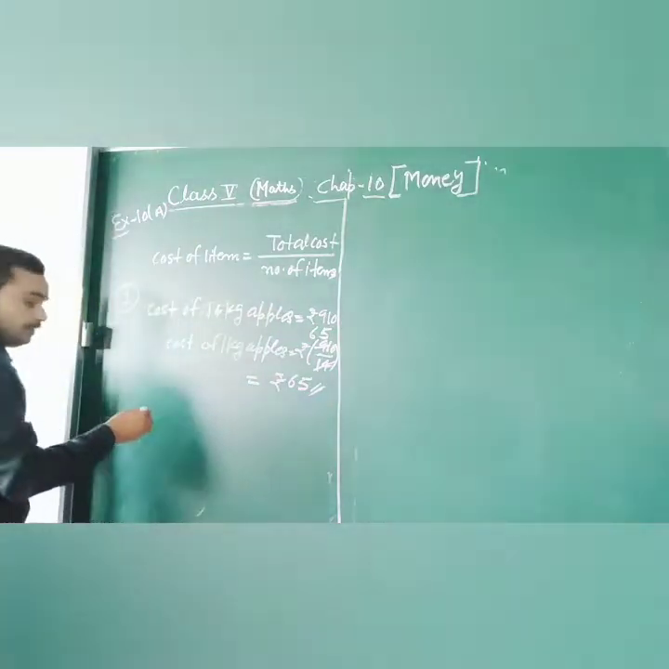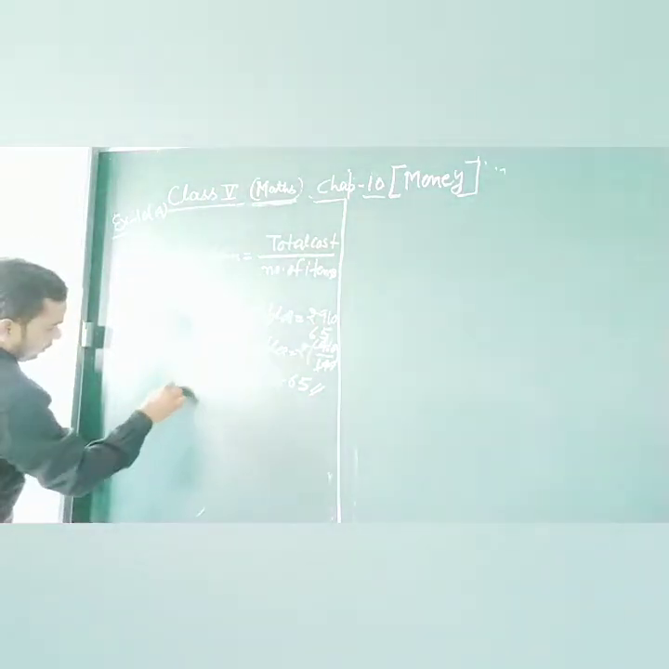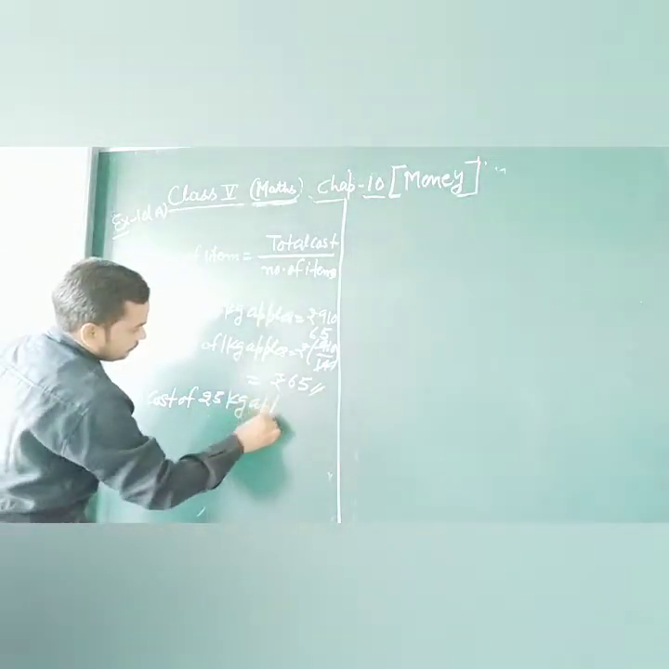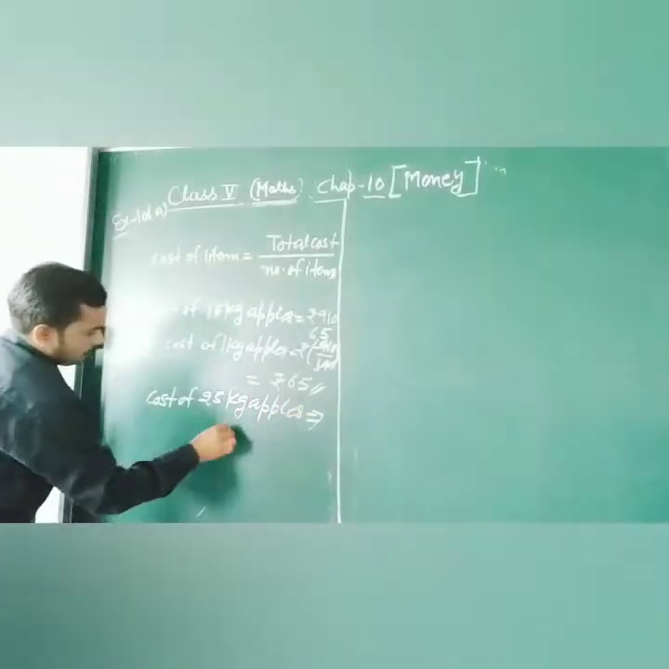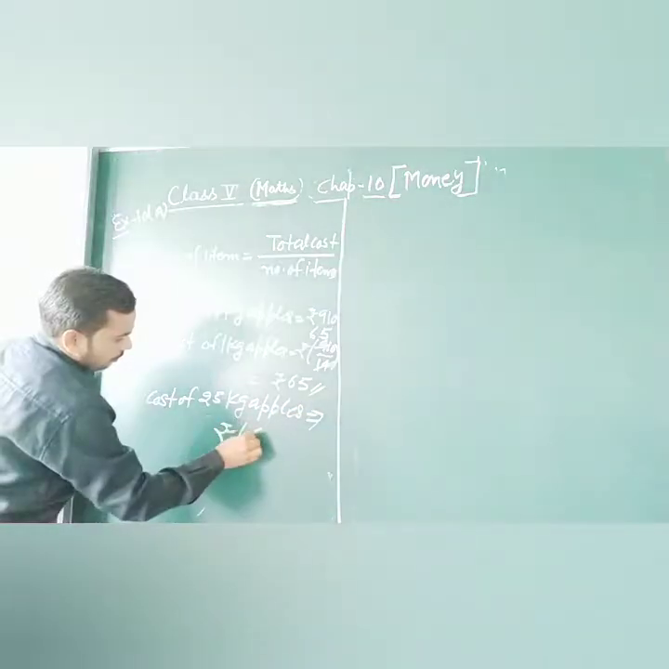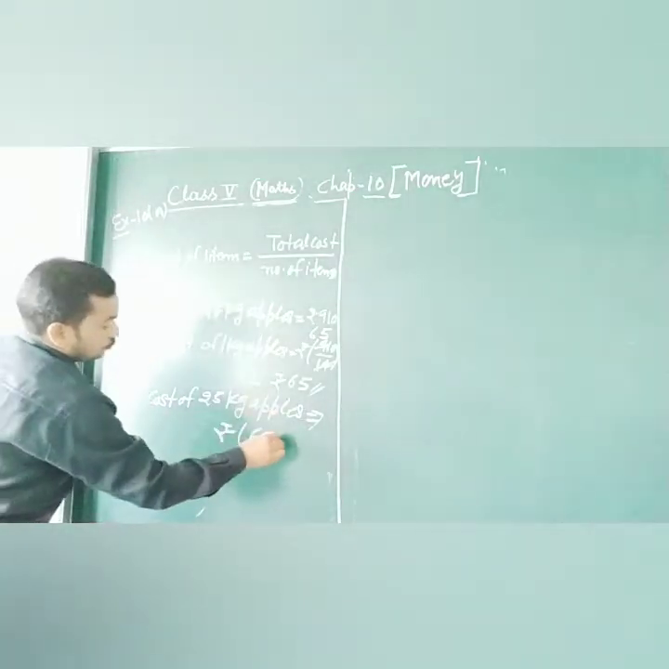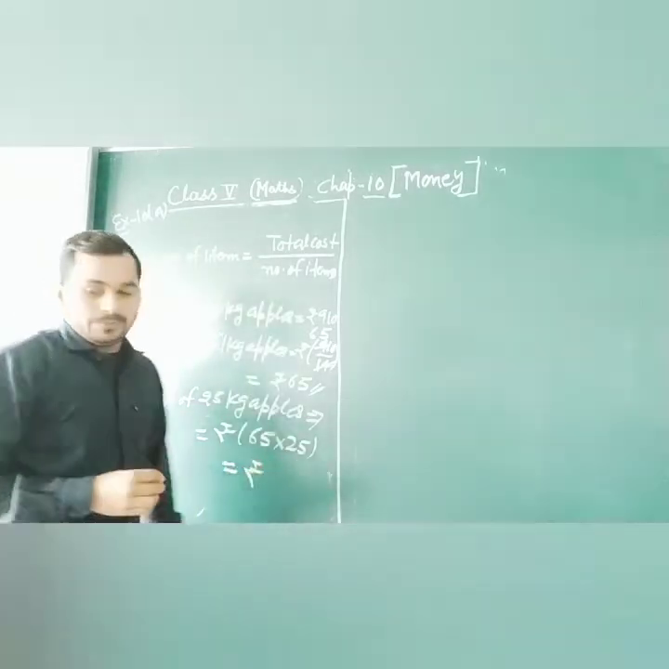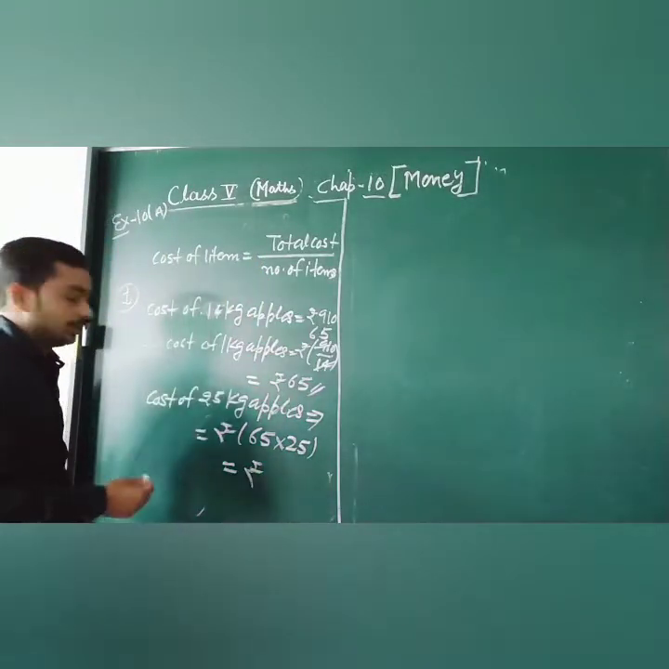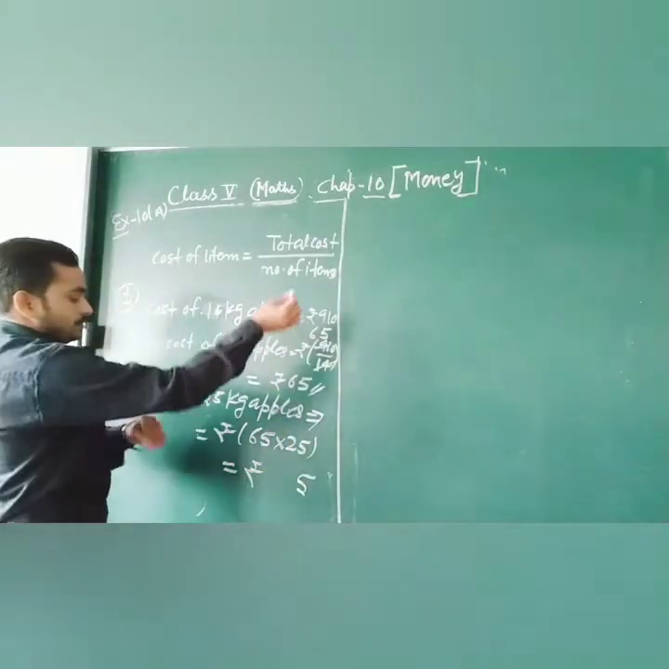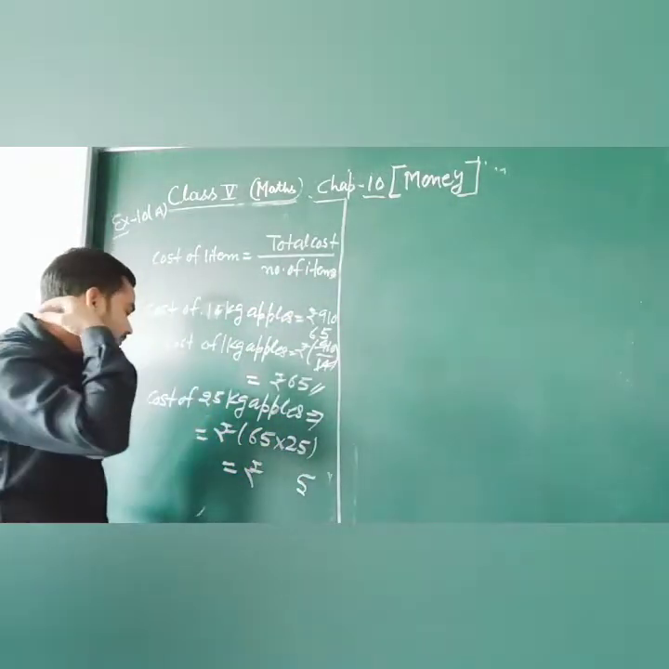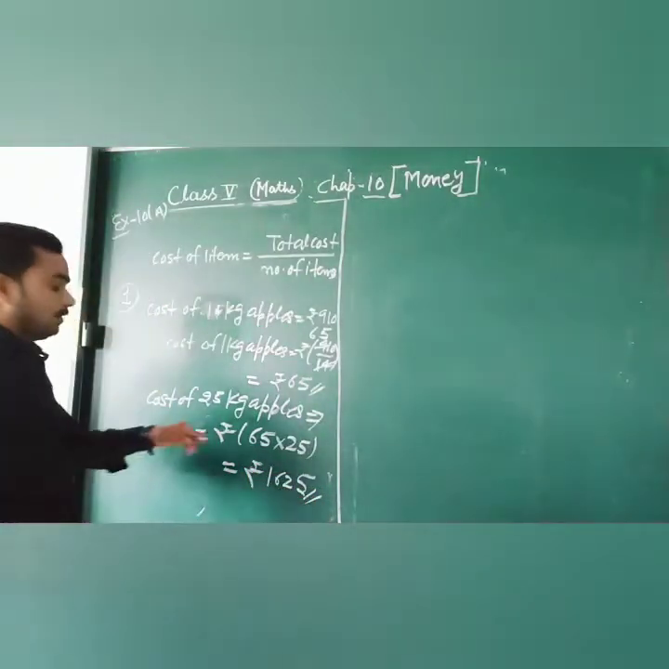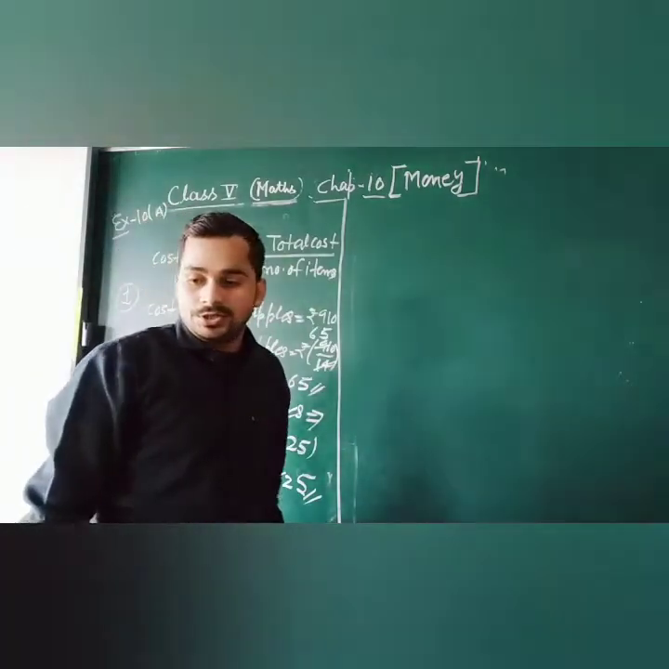Then find the cost of 25 kilogram apples. So cost of 25 kilogram apples equals, we have to multiply the cost of 1 by 25. So when you multiply 65 by 25, 25 5s are 125, 12 is carry, 25 6s are 150, 150 plus 12, 162. So cost of 25 kilogram apples is 1625 rupees.